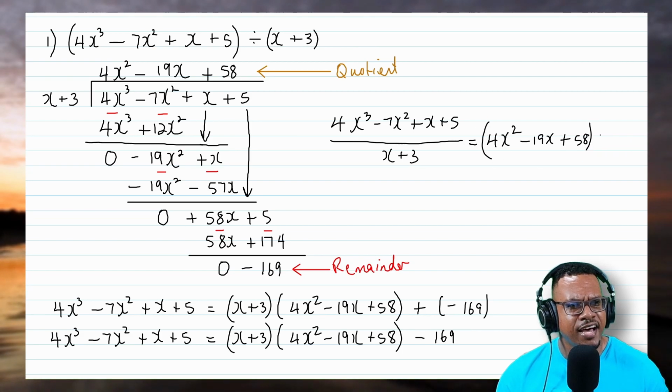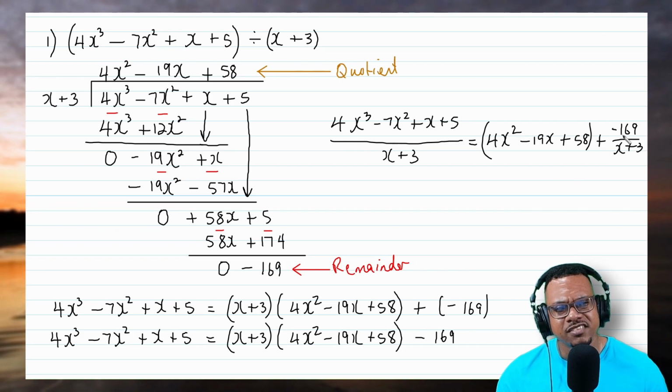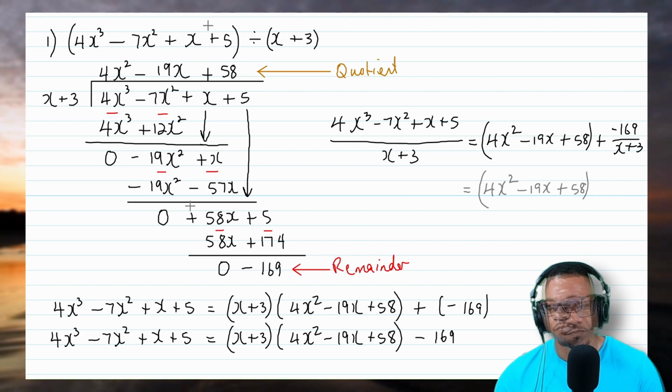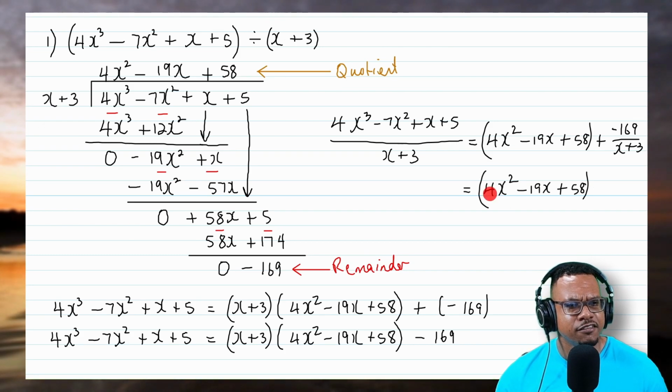And we are going to add our remainder, which is negative 169, over our divisor, which is x plus 3. Now, because this 169 is negative, I can say this whole fraction here is negative. So if I multiply the negative sign and the positive sign, I'll get a negative sign. So I'll just have my 4x squared take away 19x plus 58 take away 169 over x plus 3.